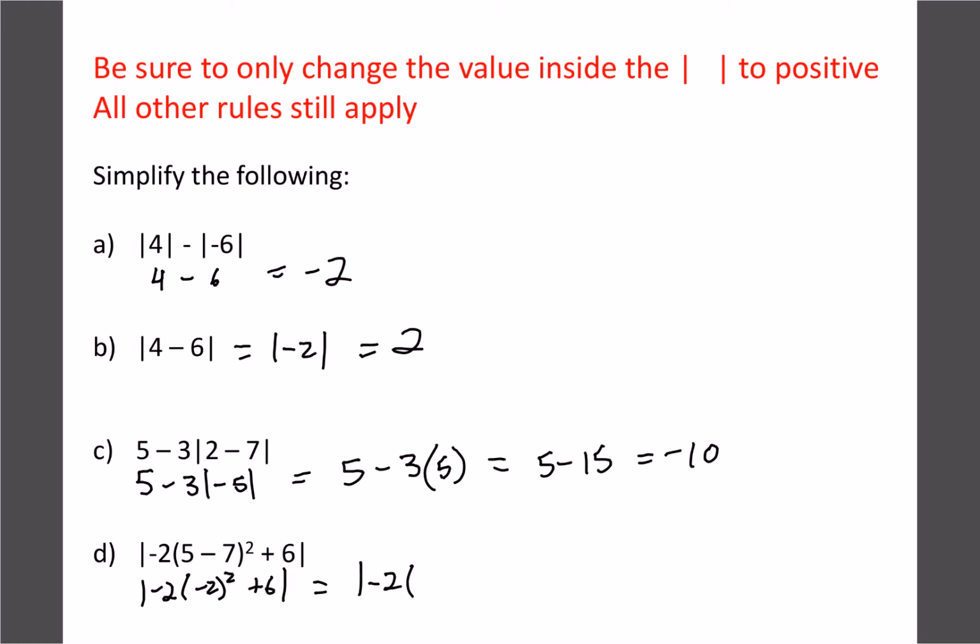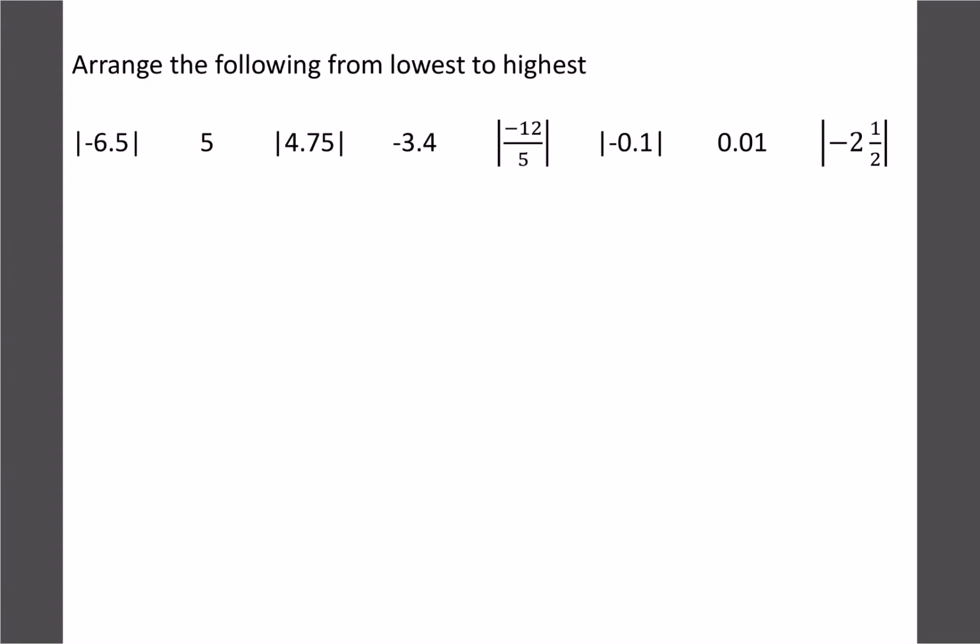So we have minus 2 times positive 4. Negative 2 squared is 4, plus 6. So that would be negative 8 plus 6, which is negative 2, which would give us positive 2 for our final answer. So they're pretty simple. You just have to remember to switch them to a positive if they're inside the absolute value sign.